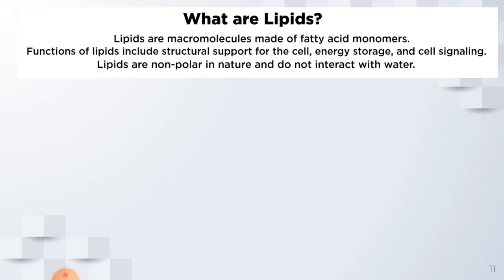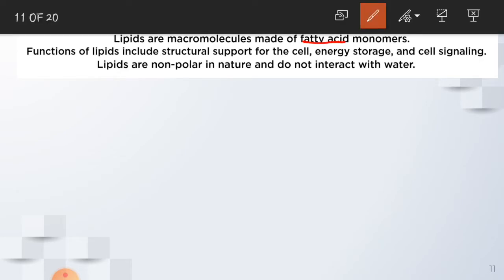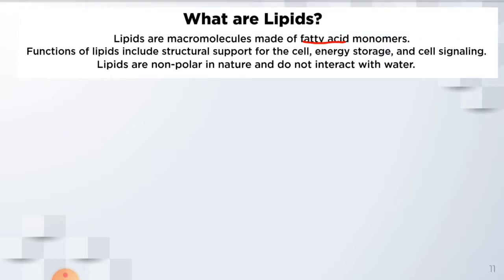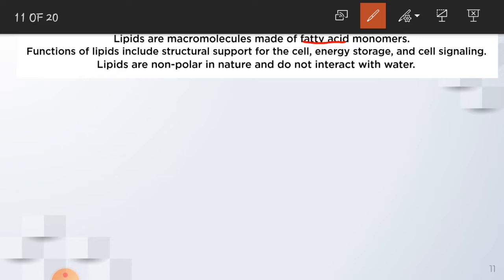Now, another kind of biomolecules is the lipids. Lipids, just like carbohydrates, are also macromolecules. However, they have a different monomer. The monomer of lipids are called the fatty acids. Functions of lipids include structural support for the cell, energy storage, and cell signaling.